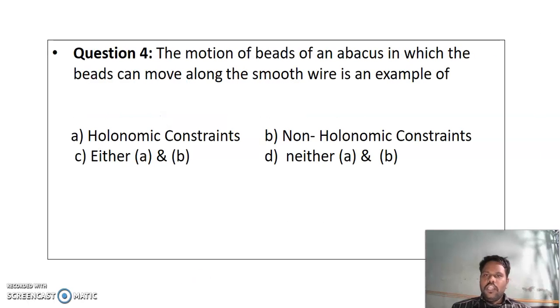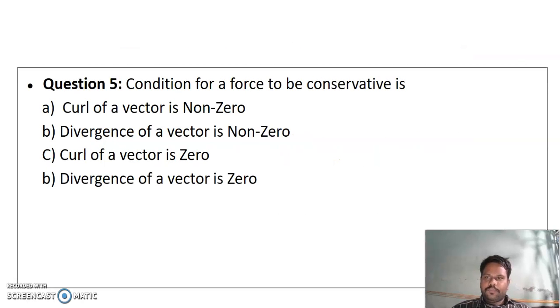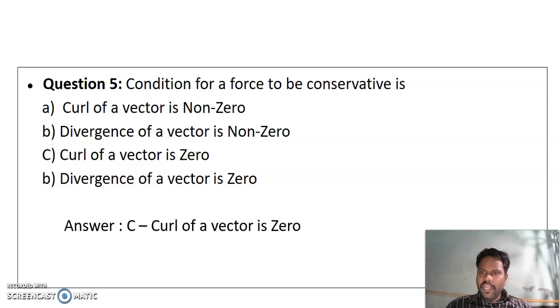Question number 4. The motion of the beads of an abacus in which the beads can move along the smooth wire is an example of A, holonomic constraint, B, non-holonomic constraint, C, either A and B, D, neither A and B. Answer is B, non-holonomic constraint. Condition for a force to be conservative is curl of a vector is non-zero, divergence of a vector is non-zero, curl of a vector is 0, divergence of a vector is 0. Answer is curl of a vector is 0.